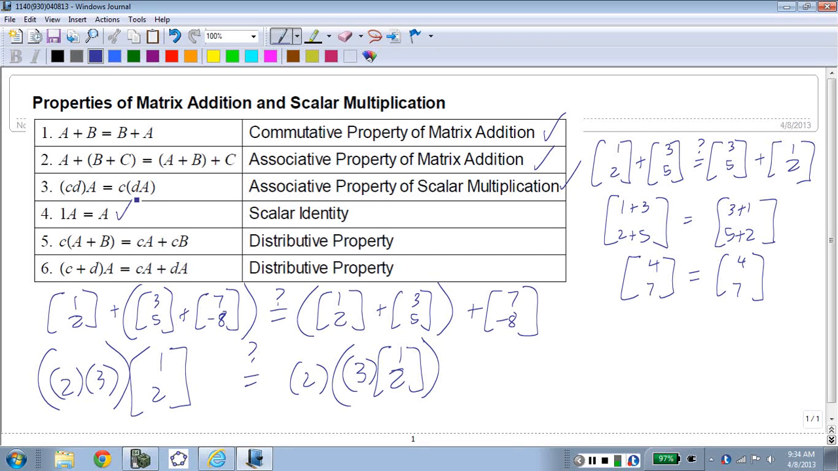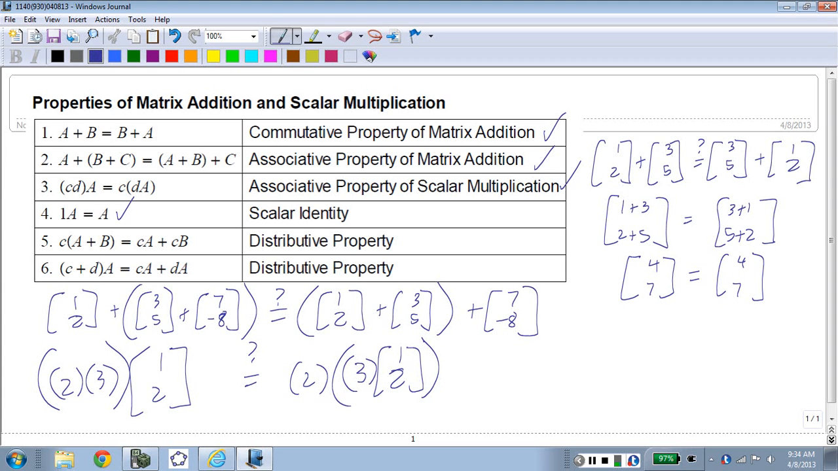If you take a matrix A and multiply all of its entries by 1, what do you get? You get the matrix A right back, because 1 is the identity element for multiplication for real numbers. It's also the identity element for scalar multiplication.